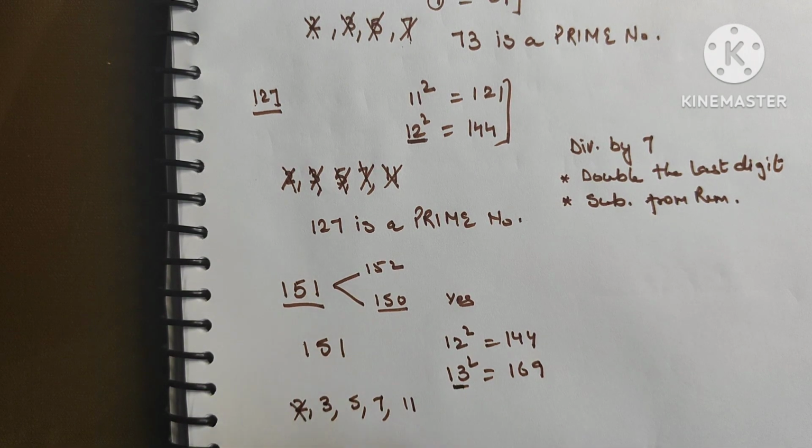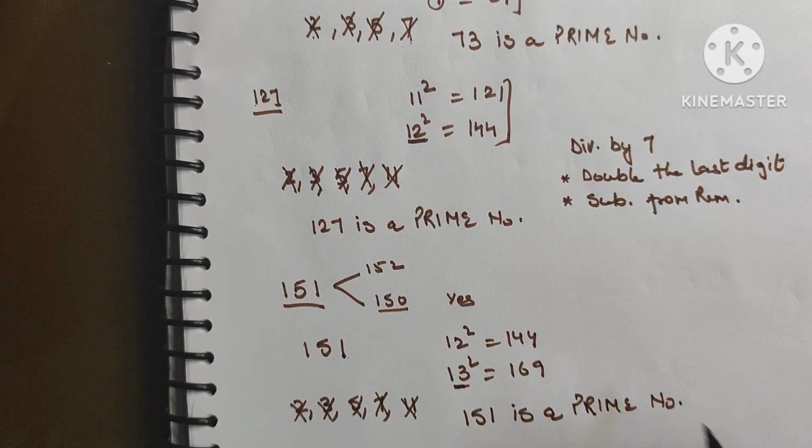So start checking. It will not go by 2, it will not go by 3, it will not go by 5. And for 7, let's check. Double 1, how much is it? 2. So 15 minus 2, 13. It's not going by 7 also. By 11, surely it is not going by 11. So 151 is a prime number.